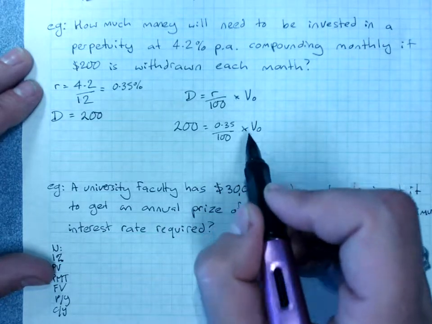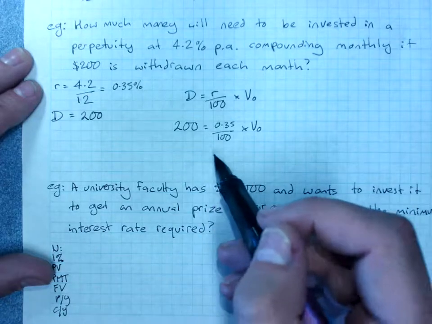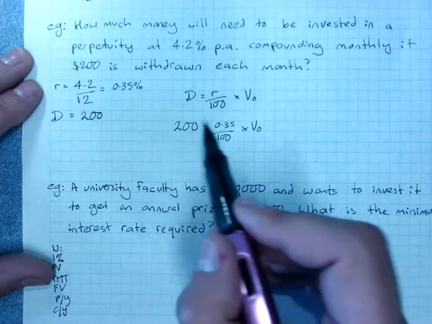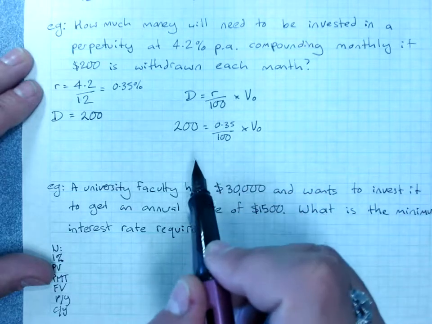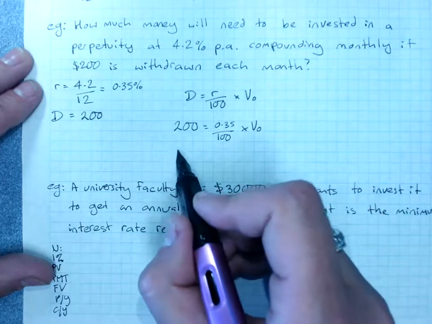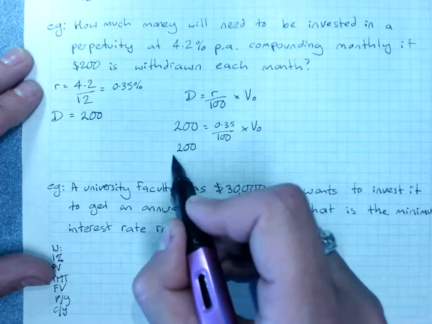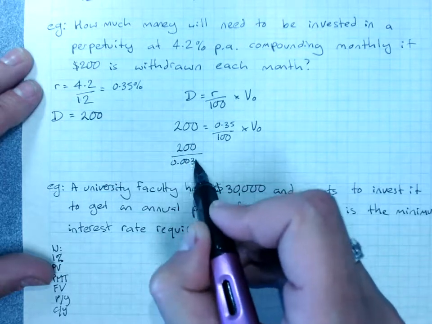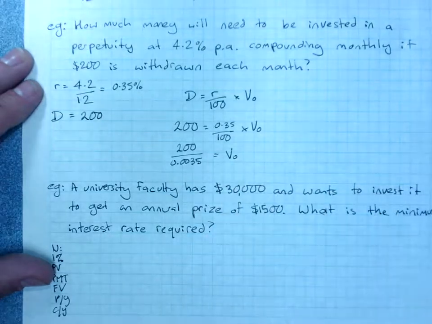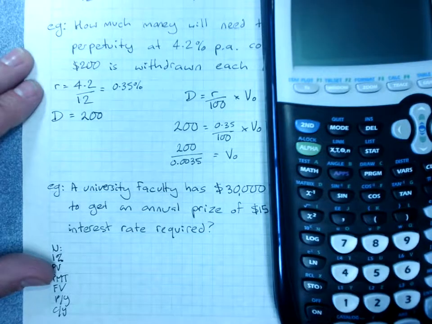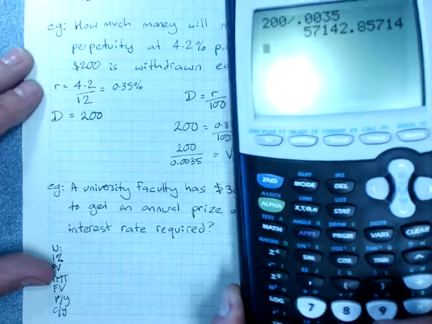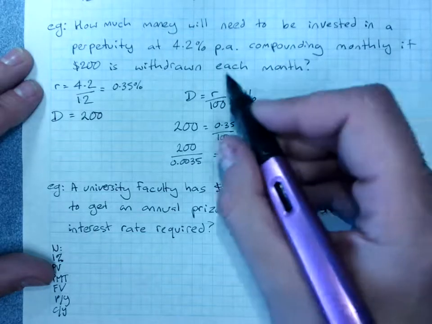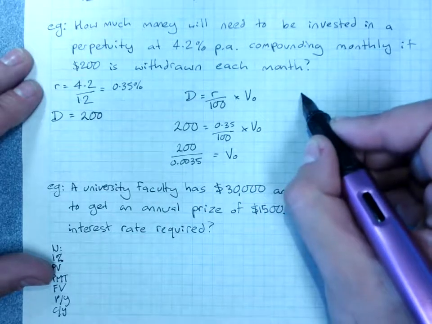And to find V0 on its own, we'll divide both sides by 0.35 over 100. So 57,143 will need to be invested.